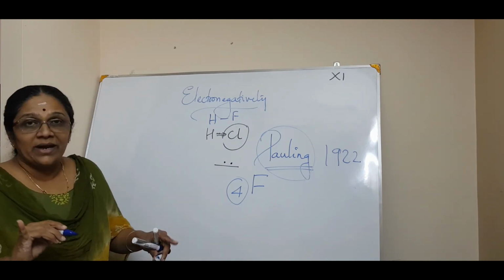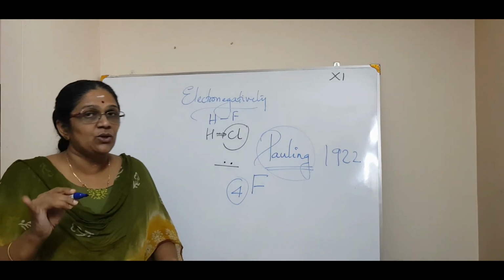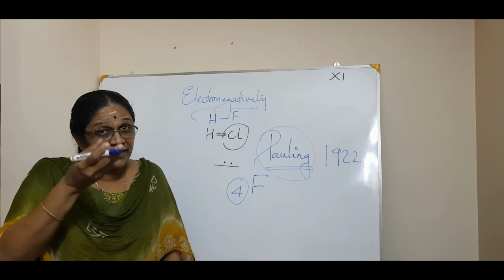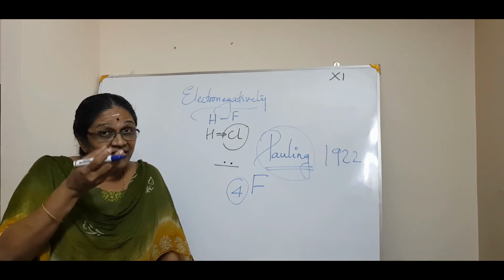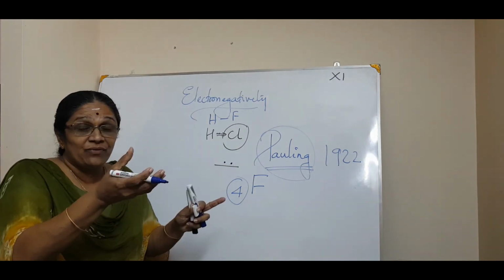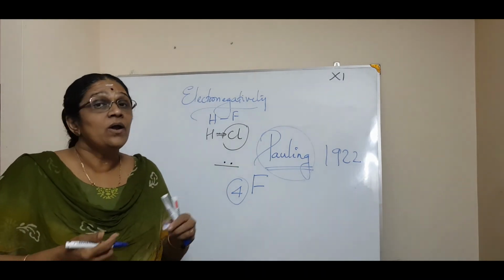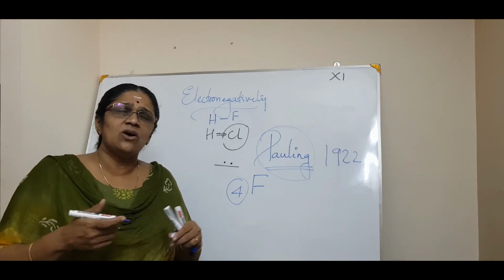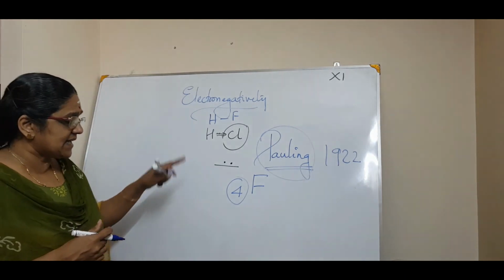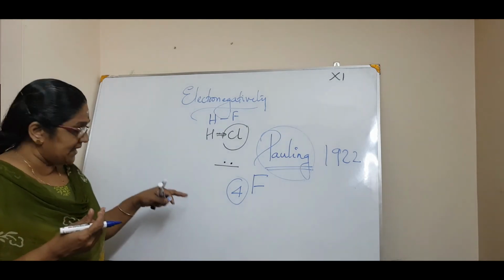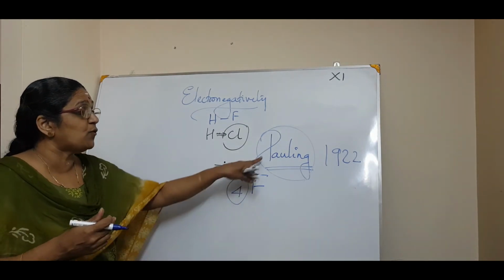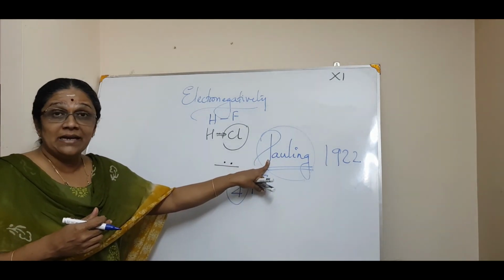Okay, now you can define electronegativity. Once again I will tell you, the tendency of an element to attract the shared pair of electrons towards itself is what is called electronegativity. It is not a measurable quantity, but there are scales, and we can say that the electronegativity value of fluorine is 4, which was proposed by Linus Pauling.